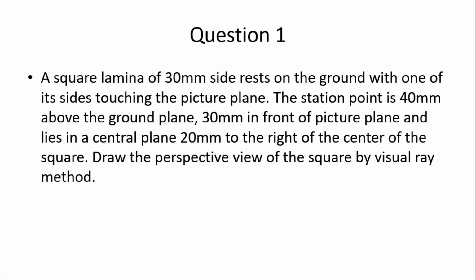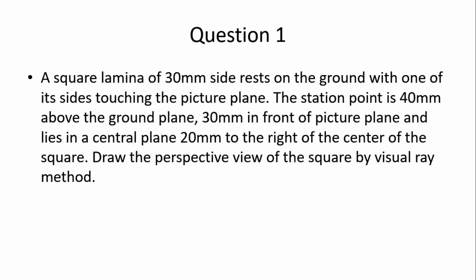Next, we will discuss a question on perspective projection. The question is like this: a square lamina of 30 mm side rests on the ground with one of its sides touching the picture plane. The station point is 40 mm above the ground plane, 30 mm in front of the picture plane, and lies in a central plane 20 mm to the right of the center of the square. Draw the perspective view of the square by visual ray method.